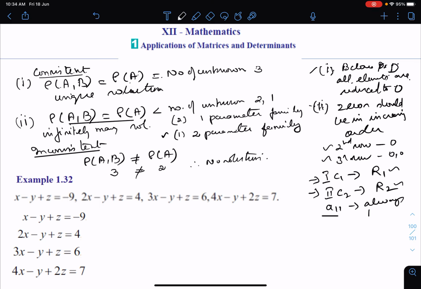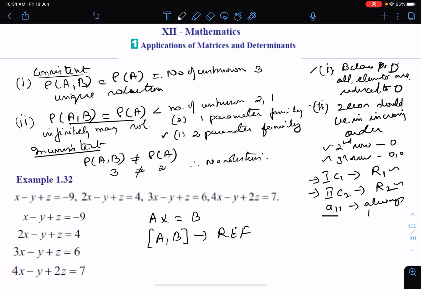Today we are going to see example 1.32. We are going to test for consistency and if possible solve. For testing the consistency, first we have to write Ax equal to B and then the augmented matrix AB, and reduce it to row echelon form.